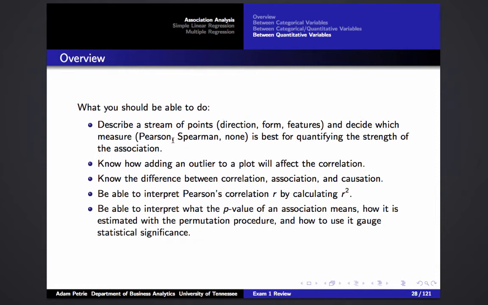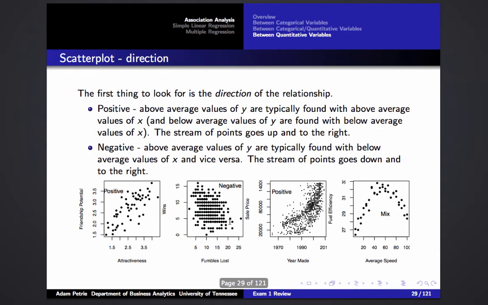So when we do choose which measure of the strength we're going to be using, Pearson's correlation R or Spearman's rank correlation, we know that we can interpret Pearson's correlation R by squaring it. So be able to interpret the squared value of the correlation and tell us what that means in the context of the problem. And then when we run the statistical test, make sure that you can interpret what the p-value of the association is actually telling us. What's it a direct comment on? And how is it estimated? How does that permutation procedure work? And how do we use it to gauge statistical significance?